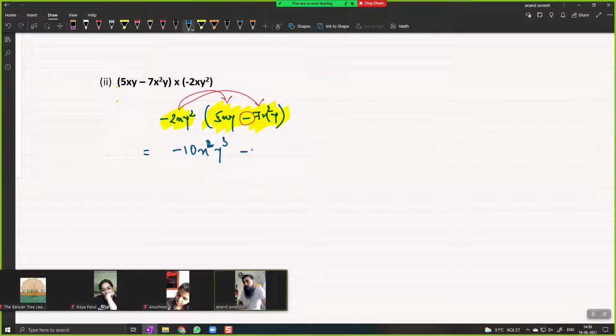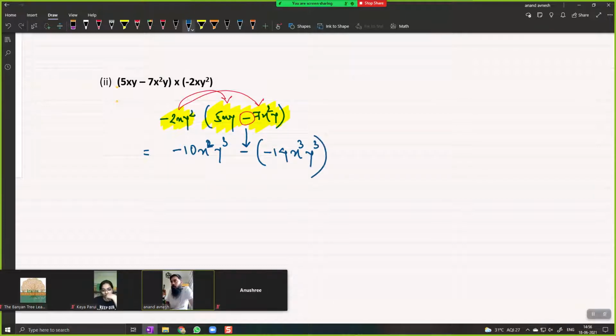Okay, then a minus sign and then I'll put a bracket, because this should be your habit. Every time there is a minus sign and after that you are going to write a term, put a bracket and then write whatever you want to write. So this is the same minus sign which I circled above. Now minus 2 into 7 is minus 14, x into x square is x cube, y square into y is y cube. Okay, bracket close. Now open the bracket. So minus 10 x square y cube minus minus plus 14 x cube y cube. That's your answer.